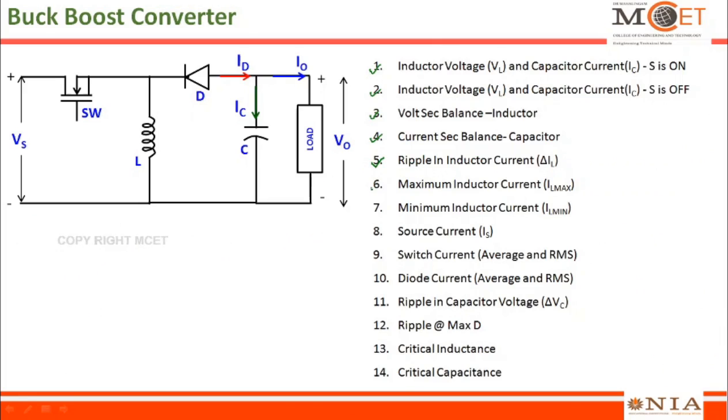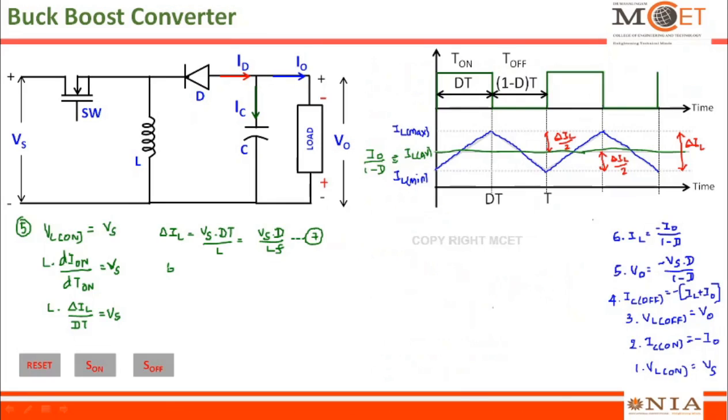The next part of the derivation is to find the maximum inductor current and minimum inductor current values, that is ILMAX and ILMIN. Let us try to derive these two. The sixth part of the derivation is to find the maximum value of inductor current. The maximum value of inductor current can be found as IL max equals IL average, that is the average value of the inductor current, plus delta IL by 2. So this is the expression for the maximum value of the inductor current.